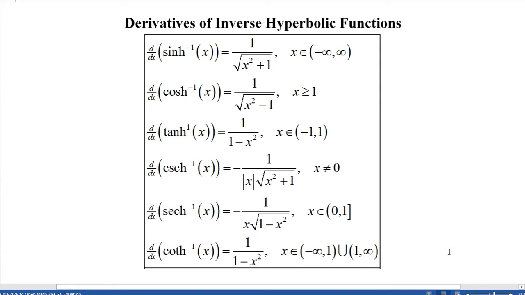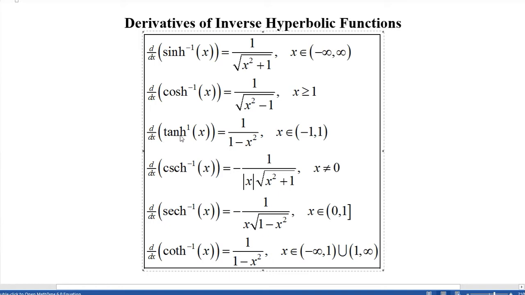The derivative of sinh inverse of x is 1 over square root of x squared plus 1, and that's defined for all reals. We don't really have to state that. That's automatic. The derivative of inverse cosh of x is 1 over square root of x squared minus 1, x greater than 1. We do need to put that restriction because x less than negative 1 would normally be allowed here, and that's not going to be allowed for the answer, so that restriction is important.